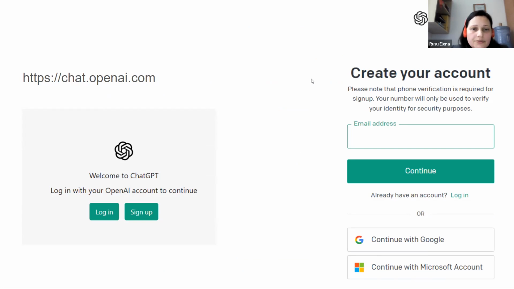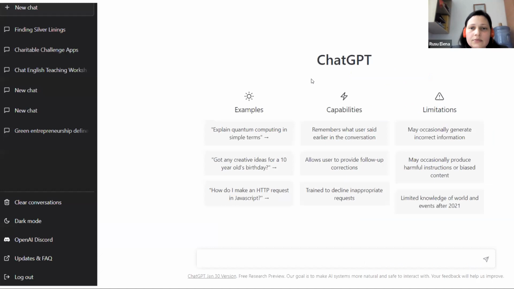After accessing the site, you will have on the screen login and sign up buttons. Please access sign up, and you will be directed to create your account. You can create the account with Google. This is the screen that is opening after creating the account.